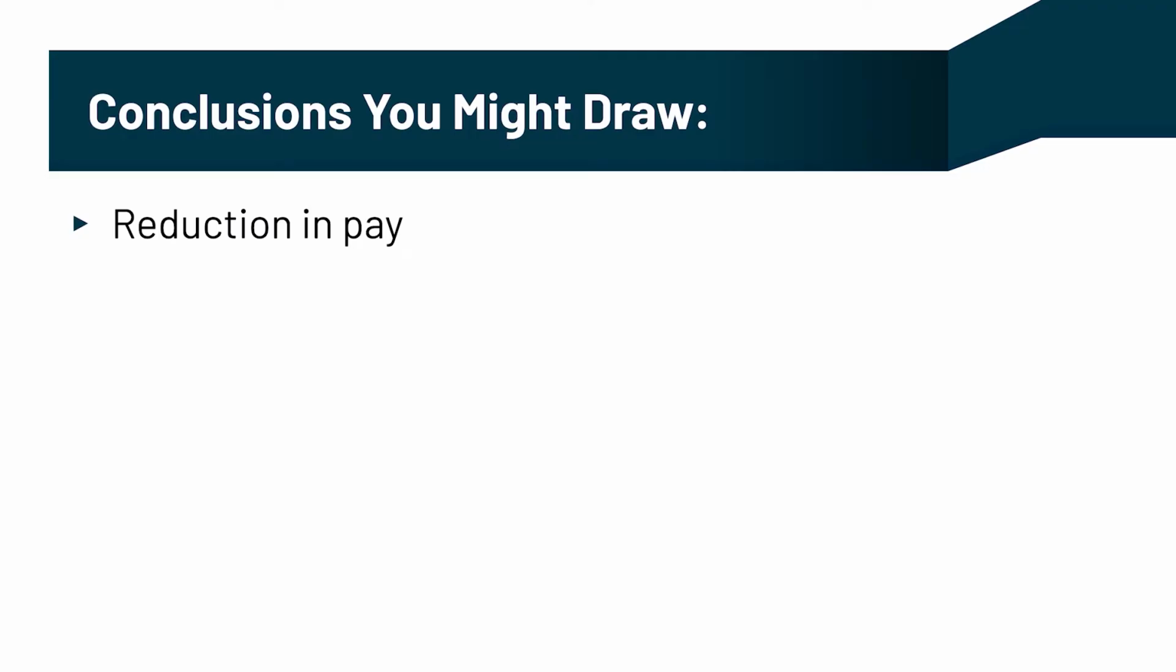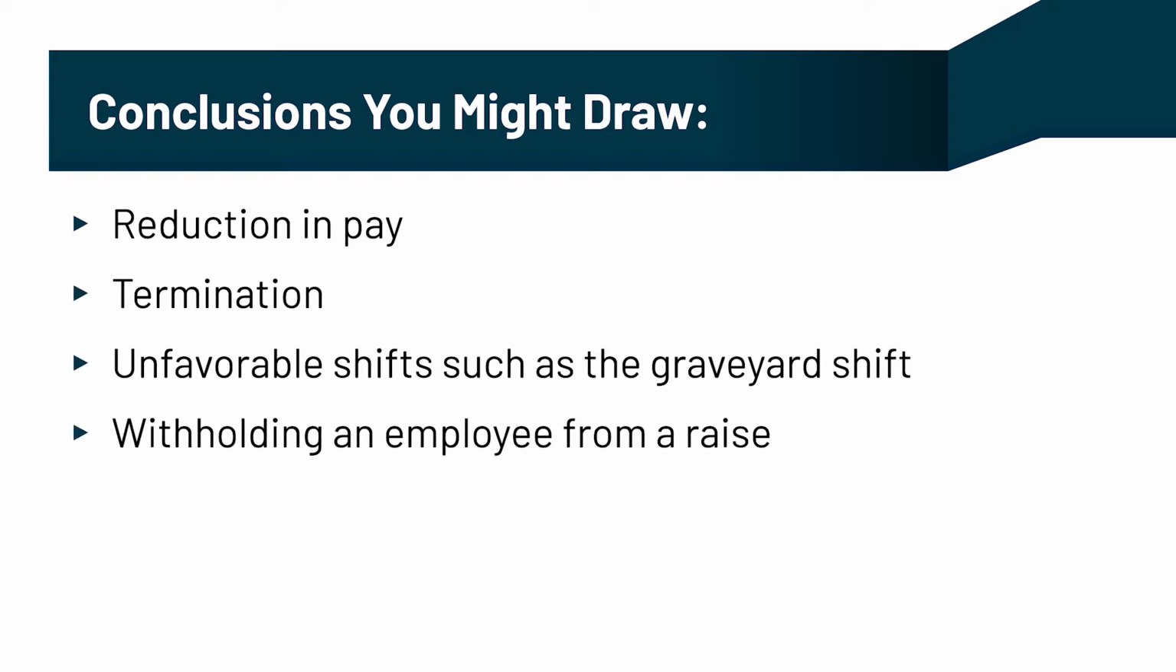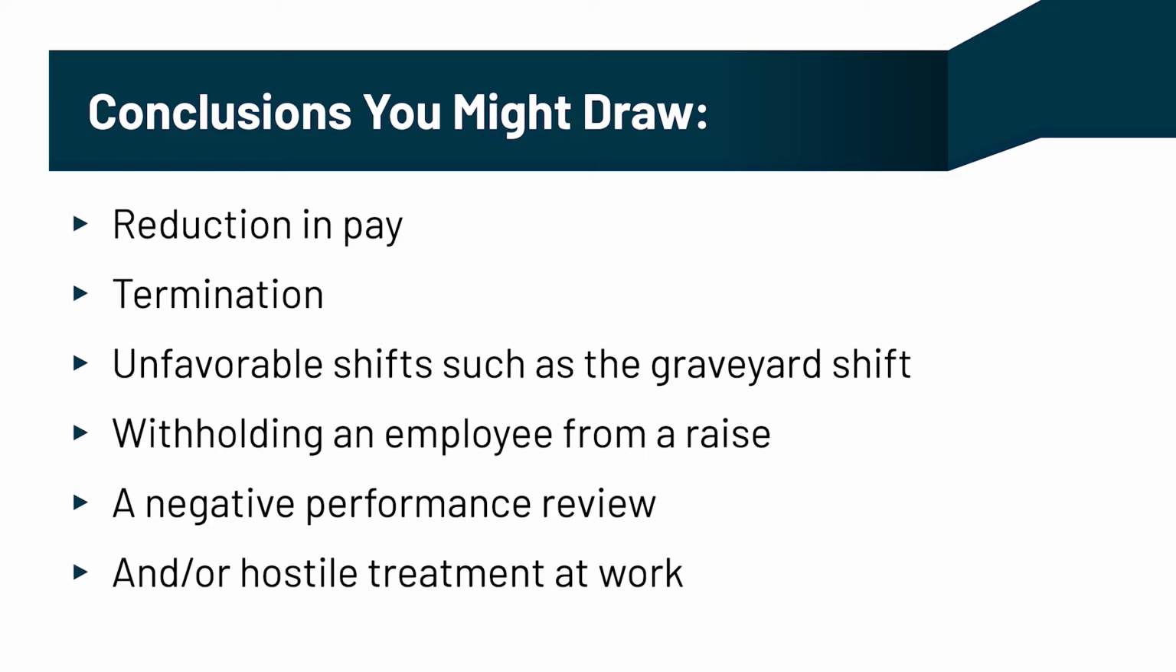We are working on drawing conclusions, so what conclusions can you draw about what employer retaliation might look like in the workplace? Here are some conclusions you might have drawn. Reduction in pay, termination, unfavorable shifts, such as the graveyard shift, withholding an employee from a raise, a negative performance review, and/or hostile treatment at work.